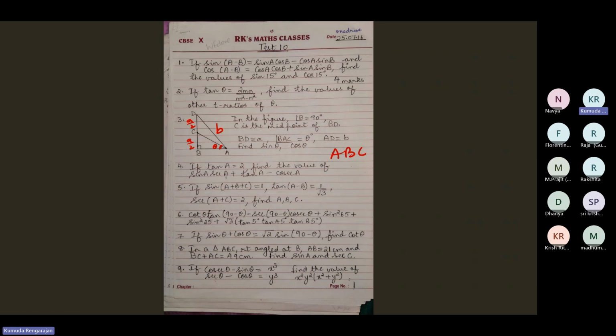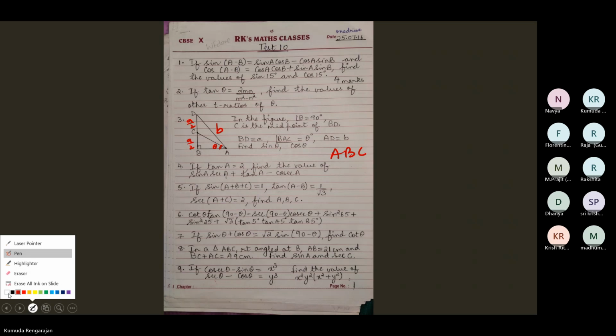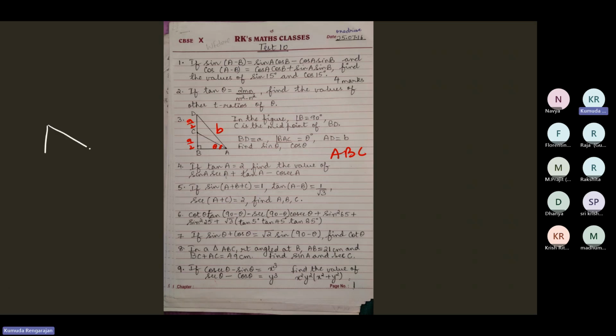you need to know the sides of this triangle to find the ratios sine theta and cos theta. Theta is an acute angle of this small triangle ABC. Here we know that BC is A by 2. Now sine theta is opposite by hypotenuse, and you don't know the hypotenuse. Cos theta is adjacent by hypotenuse, and we don't know that either. So we need to find AB and AC in order to find the ratios sine theta and cos theta.